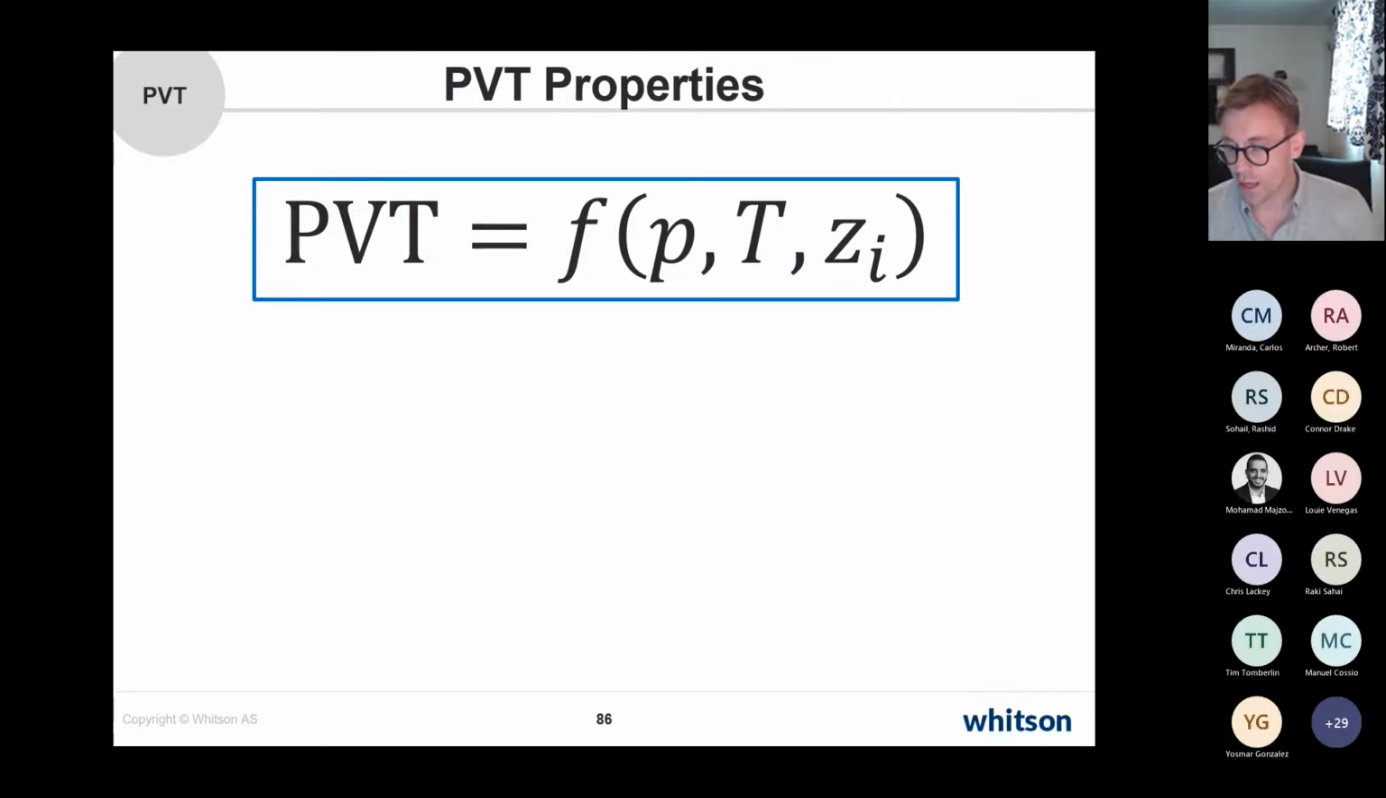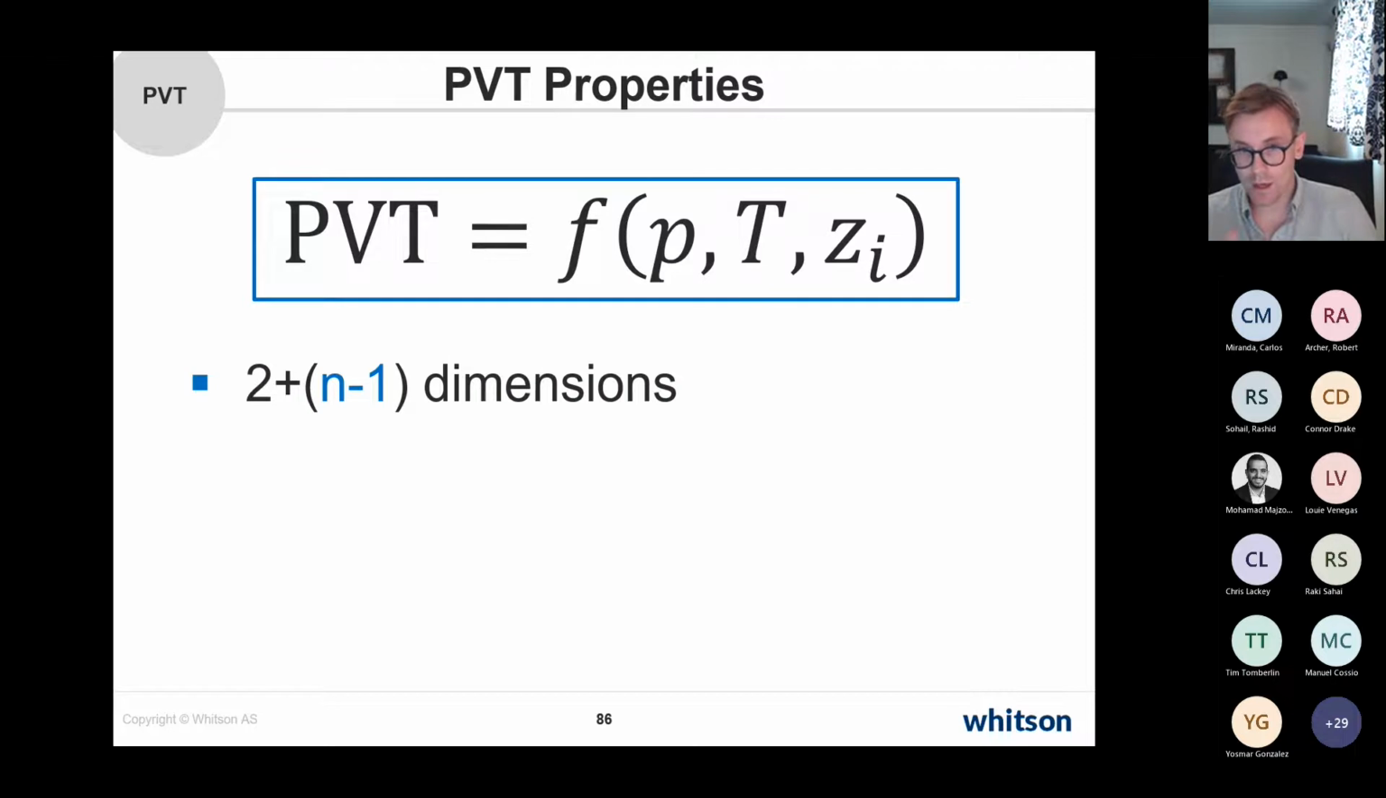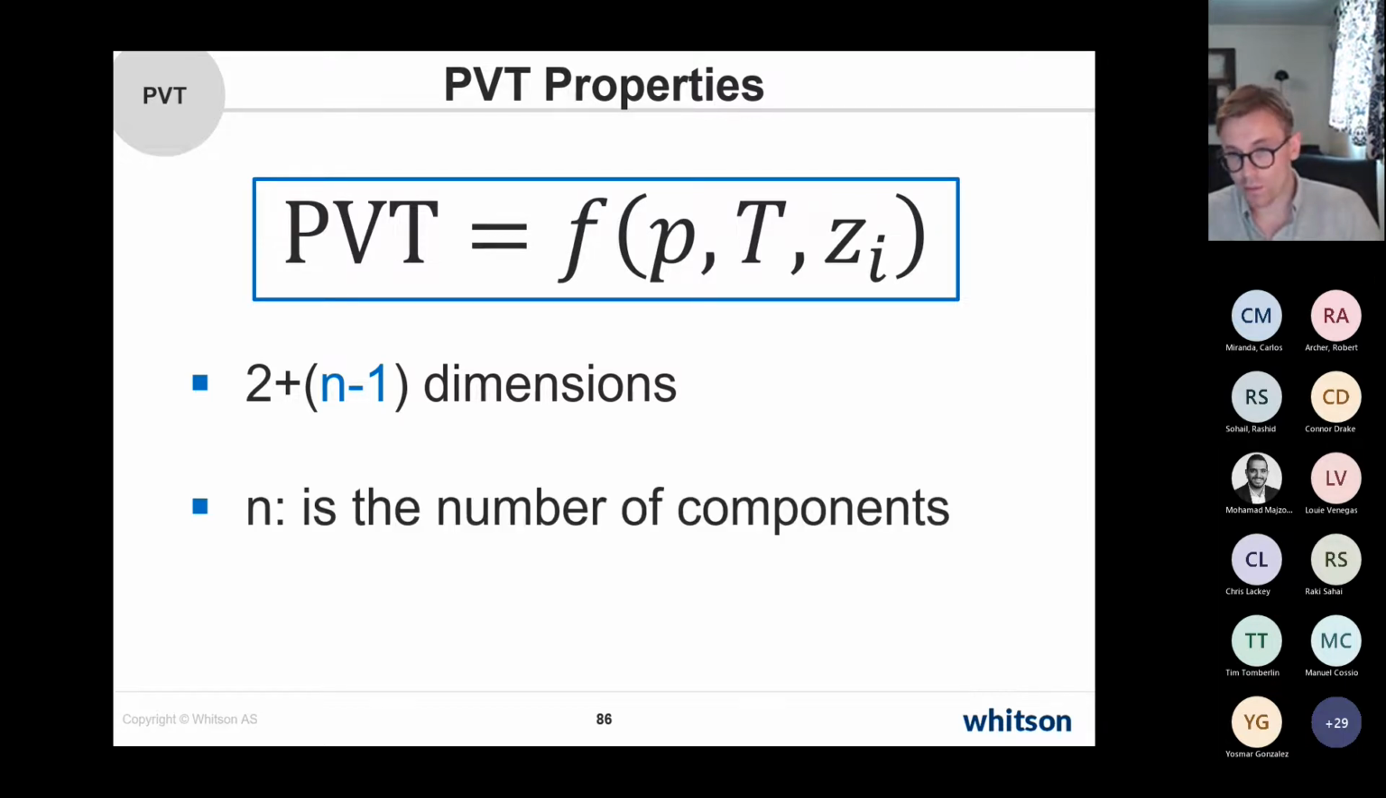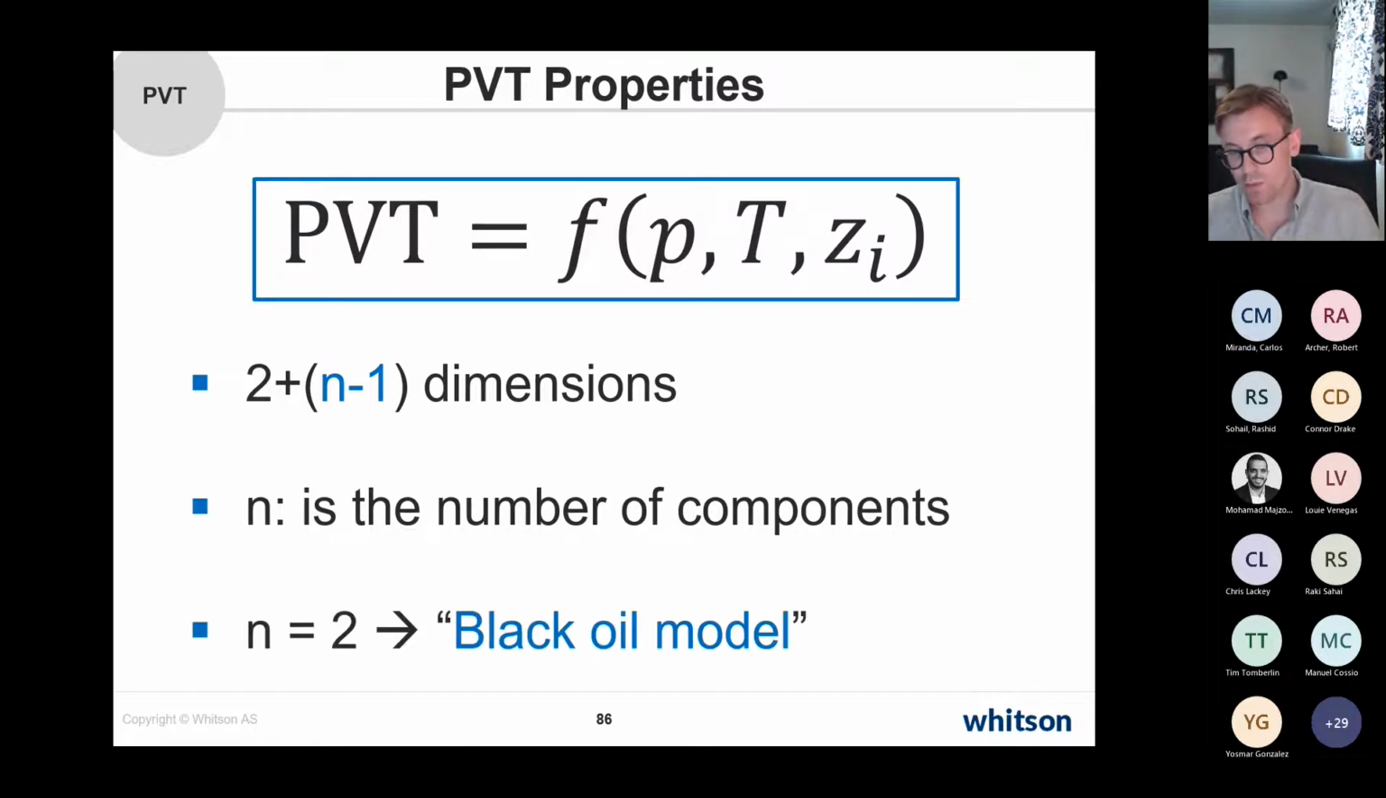Then if we think about that space, it's an extremely complicated space to think about, because we have two dimensions for pressure and temperature, and then we have n-1 dimensions for the number of components, where n is the number of components. So this is a space that we can't really map out. But if we assume that the number of components is 2, then we're essentially dealing with the black oil model. That's the most popular model, probably used in 99.9% of the petroleum engineering exercises we're dealing with.